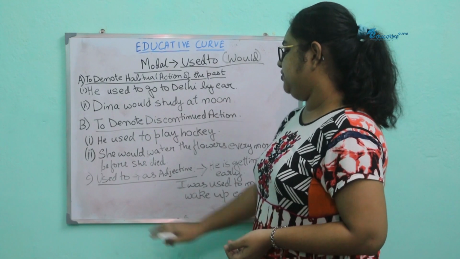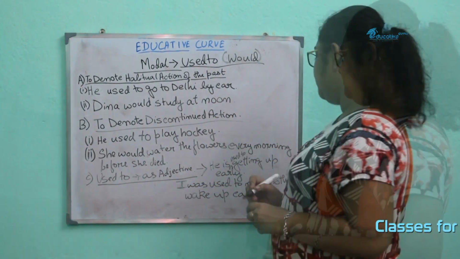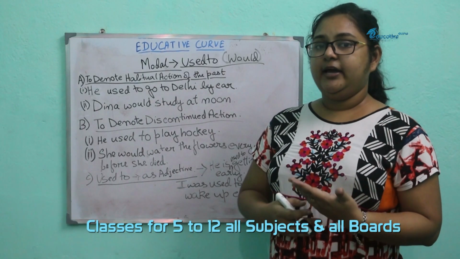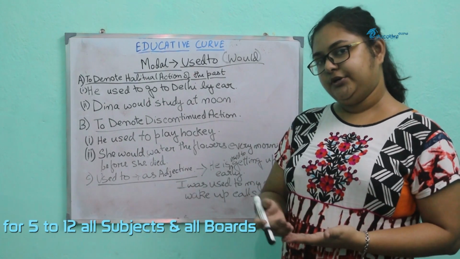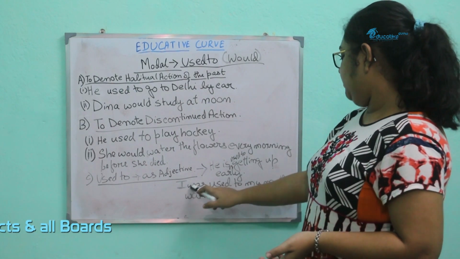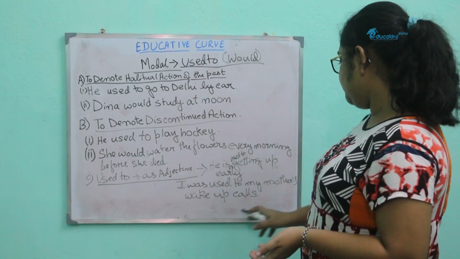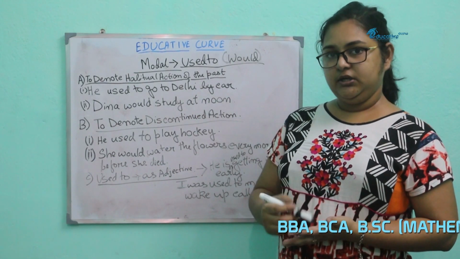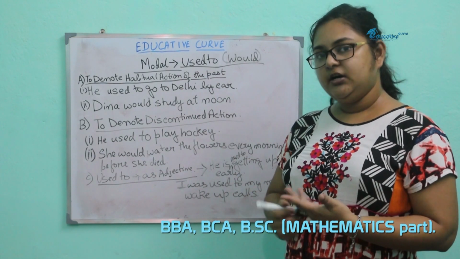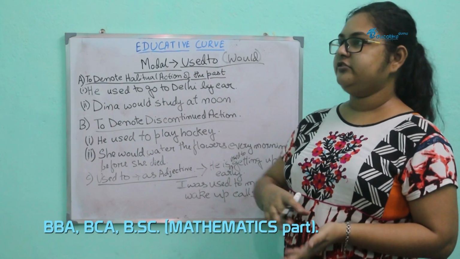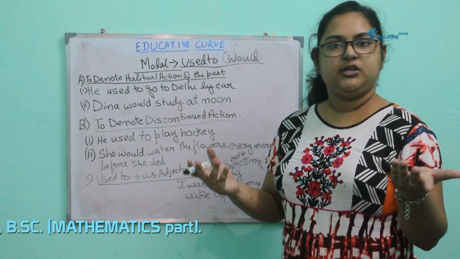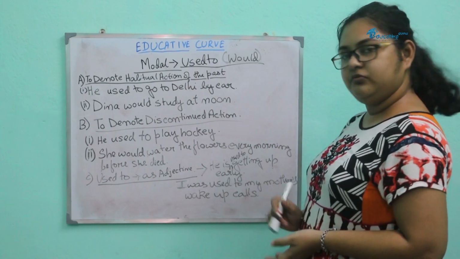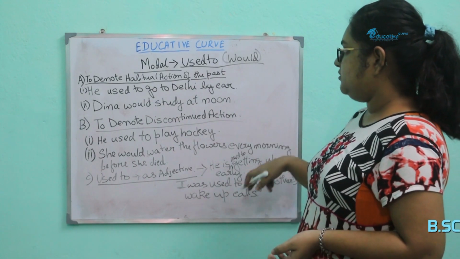Used to is also used as an adjective. He is used to getting up early. That means he is gradually making a habit of getting up early. He was used to my mother's wake up call. That means my mother used to call me every day in the morning and I used to wake up to that. I was used to that. Now maybe I have gone to the hostel or somewhere and my mother is not there to call me up. So I am saying that I was used to my mother's wake up calls. So this is it for used to.